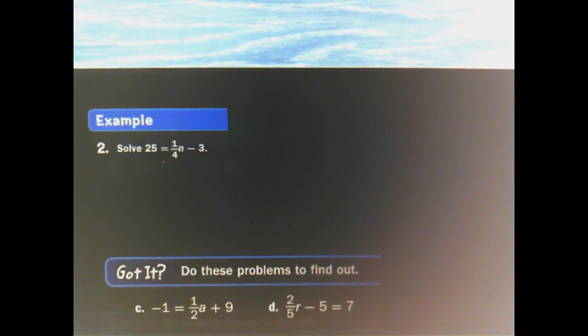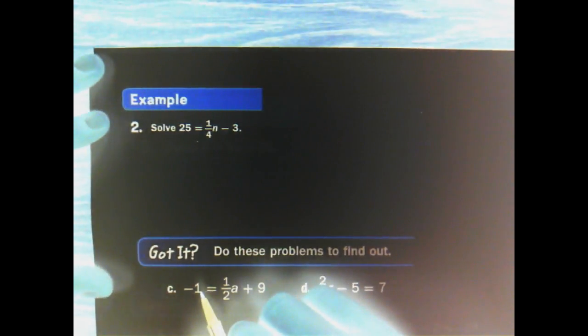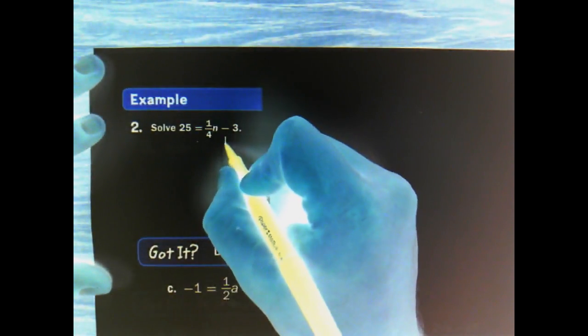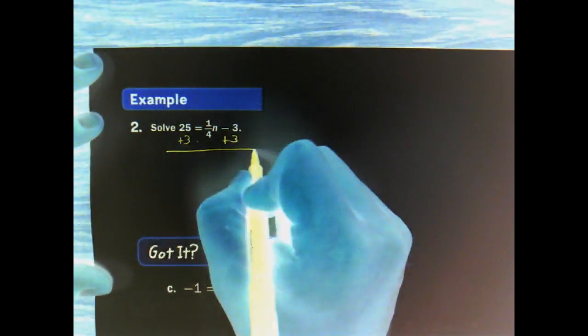Moving on to example number 2. Now, this one has a rational coefficient. Now, we talked about these yesterday. It shouldn't be a huge problem for us, except now we have one more step. Before I can get rid of the coefficient on the end, I need to get rid of this minus 3. The inverse operation of subtraction is addition. So in order to get rid of that negative 3 or that minus 3, I need to add 3, not only to one side of the equation, but to both.